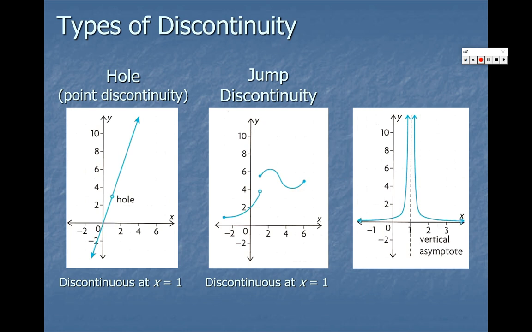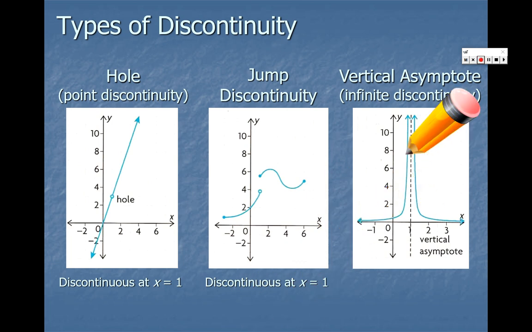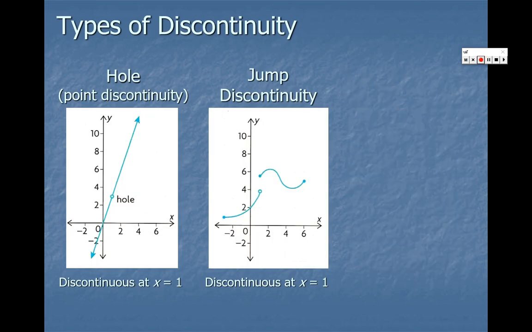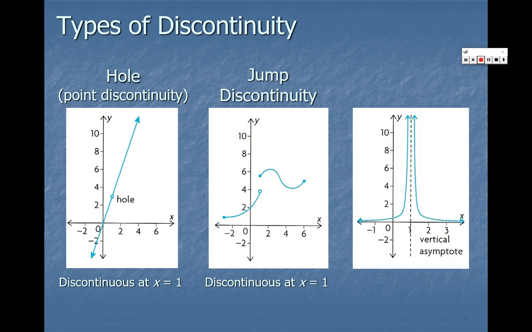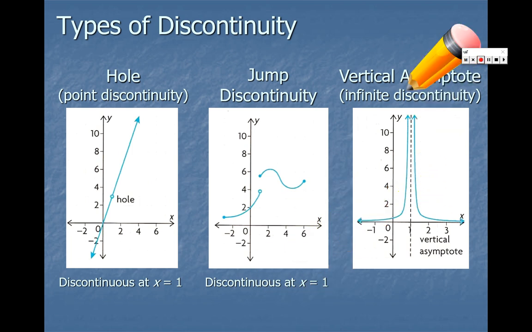And then finally, vertical asymptotes. Yes, you go straight up like this, gone. And then you have to lift your pencil. Up we go. And then you do the other side.